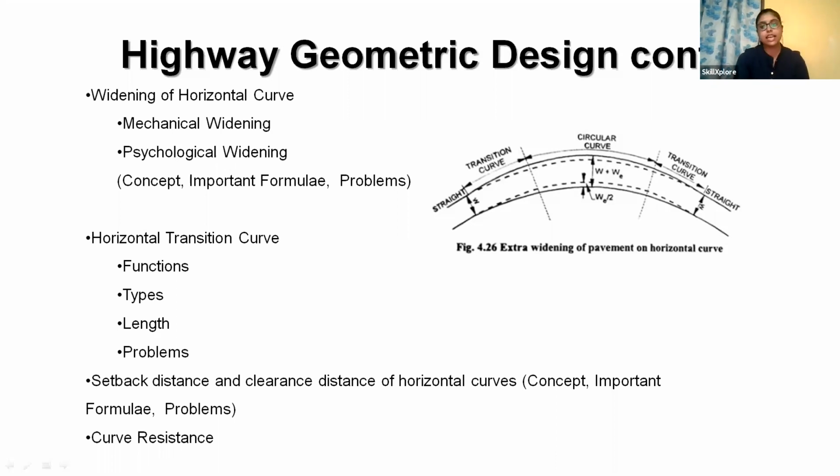And next is the setback distance and clearance distance of the horizontal curve. So some setback distance or clearance distance should also be present in the pavement while encountering a horizontal curve. What is the concept and why? What are the important formulae here? And what are the problems coming under that? Curve resistance. All these things will be discussed.